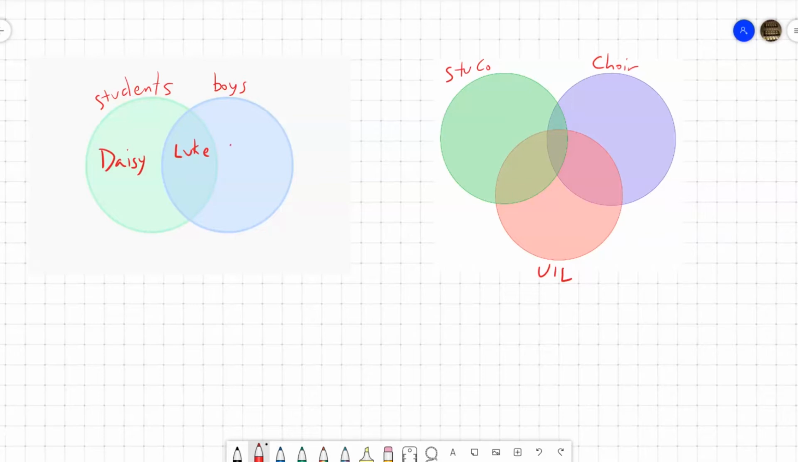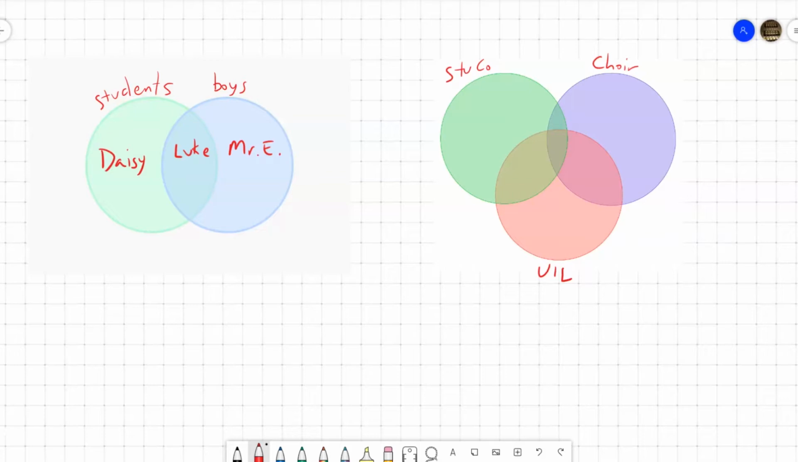Or we could have Mr. Ermintz. Mr. Ermintz is a boy, but Mr. Ermintz is not a student. And so Mr. Ermintz would fit into this category here if we were to classify the students in our classroom, for example. And here on the right side, here's another Venn diagram. Very similar, though I have three different categories.